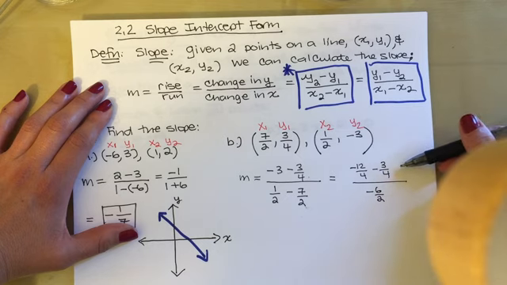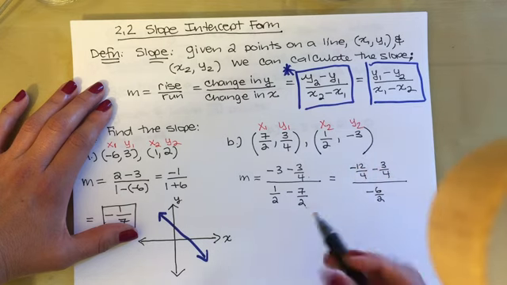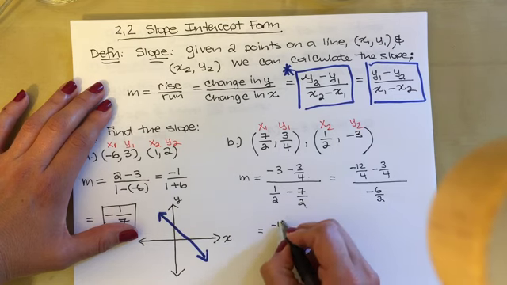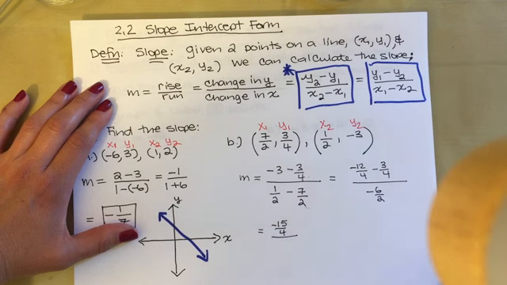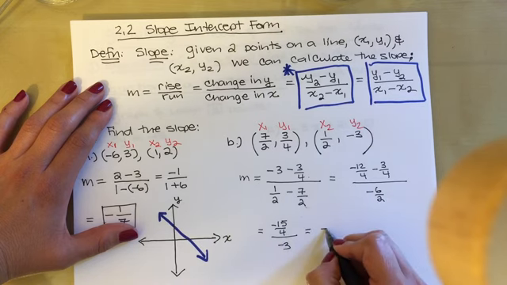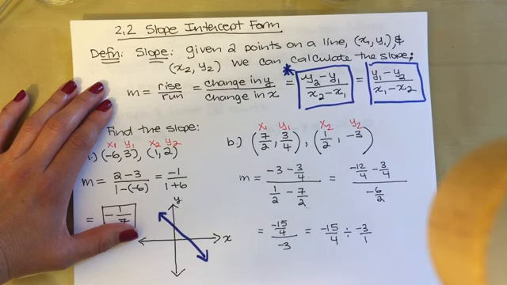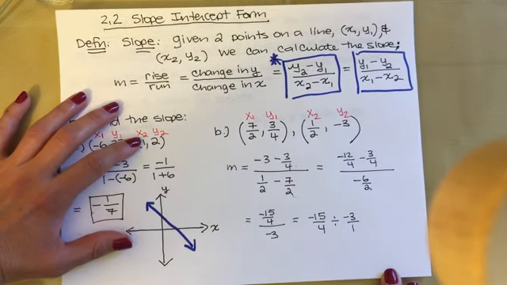Going back to the numerator, let's add. So we add, we're going to get negative 15 over 4 divided by, well, negative 6 over 2 is negative 3. This might look a little complicated, but let's remember what this means. This means negative 15 over 4 divided by negative 3 over 1. How do you divide two fractions? Multiply by the reciprocal of the second fraction.